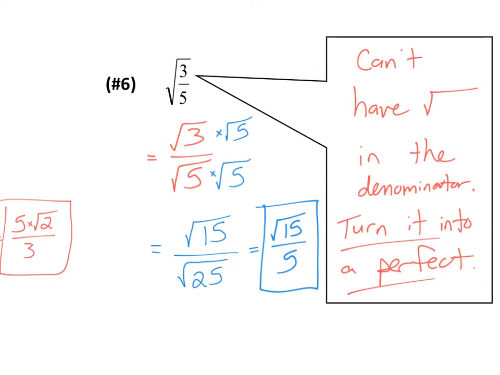And we can't reduce this. If you're thinking 15 over 5, can't they reduce? We can't because the top is in a radical and the bottom is not. So those do not go together. Okay, this is as simple as we can get.